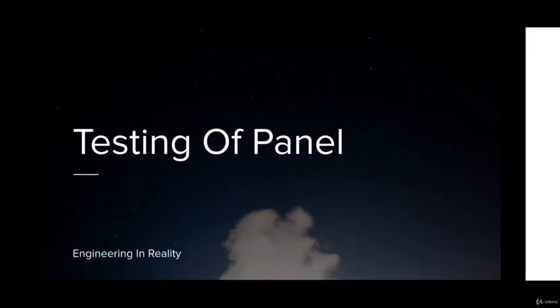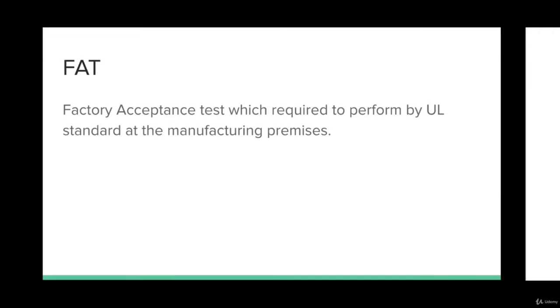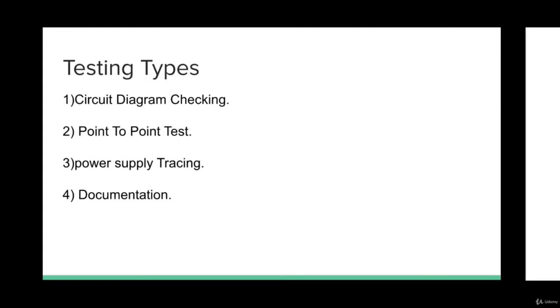So you are done with your industrial panel designing and your manufacturing parameters. So you have a completed industrial control panel. Now the important part is testing of your panel. There is a FAT, which means factory acceptance test, which is required to be performed per UL standard at the manufacturing premises. So it is very important to perform your test at the manufacturing premises to get a clearance by UL. There are various types of tests.